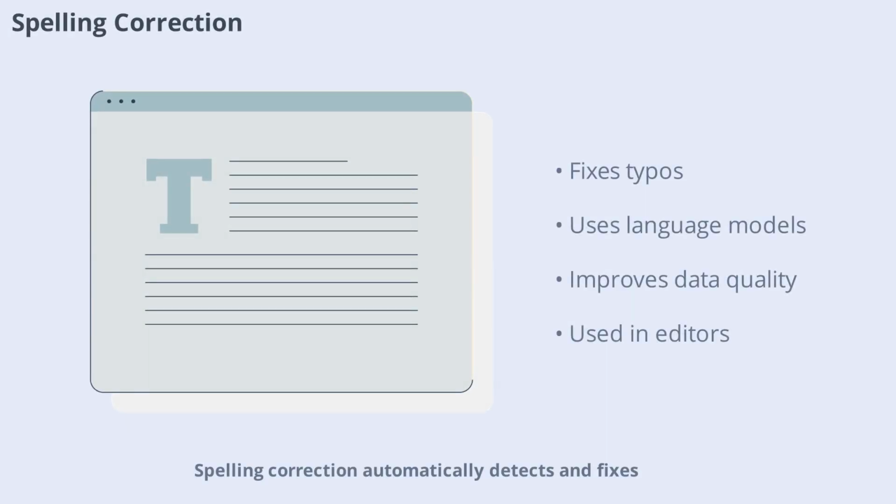Spelling correction automatically detects and fixes typos or misspelled words in text. This technique uses dictionaries, language models, and context analysis to suggest the most likely corrections.